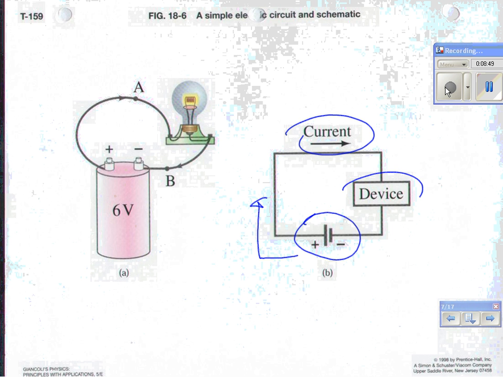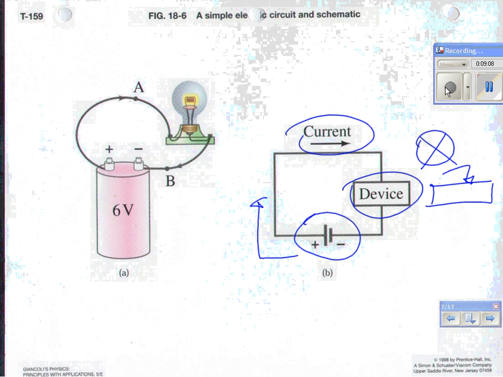This symbol right here is not very good. You might have noticed in your data book that there is a whole page of electrical symbols. So they have different symbols for, like, I think IB uses this for a light bulb, this for a potentiometer, and other things like that.